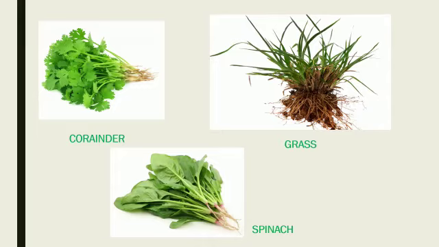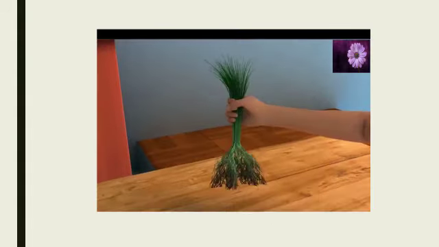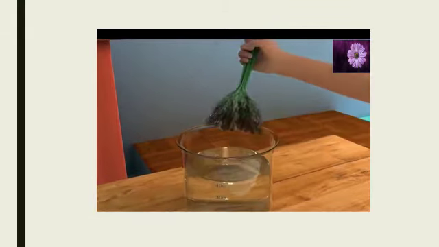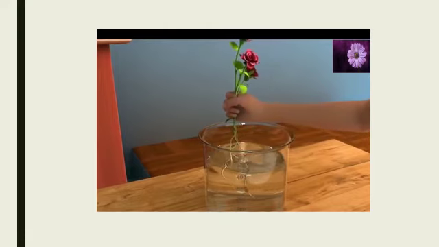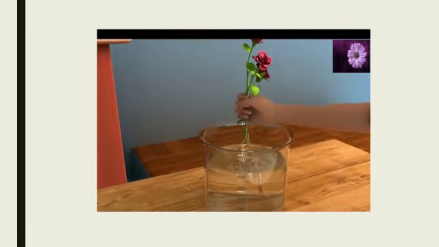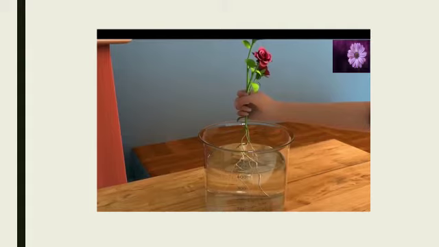Now it's activity time. Children, to identify the type of root, let's do some activity. Take some plants like coriander, grass, spinach, and wash the plant from the root and observe the different types of roots. So in the next class, let's discuss what type of root each plant has.